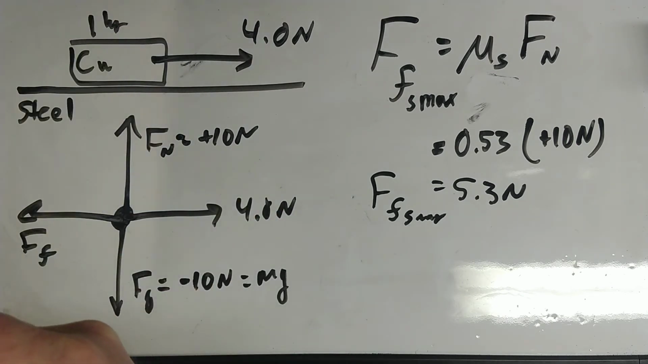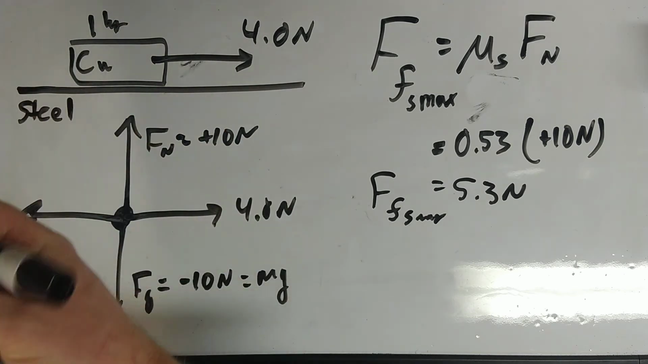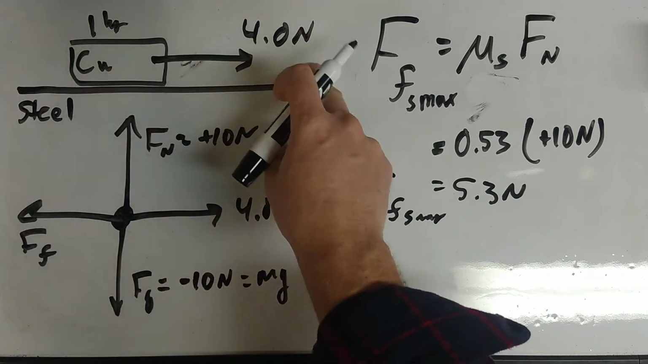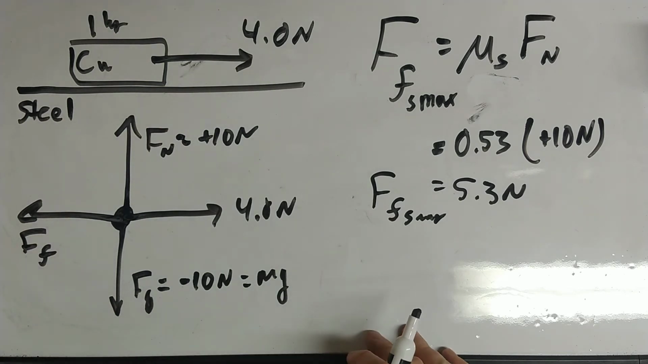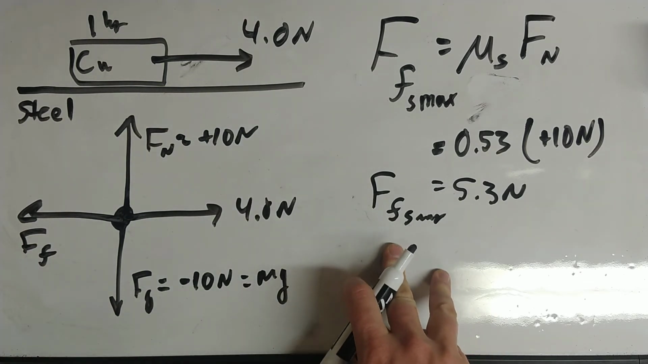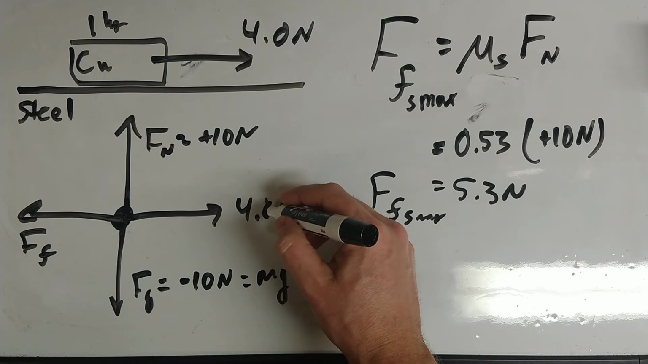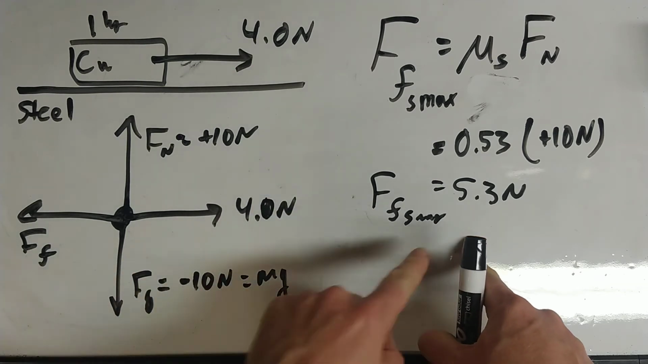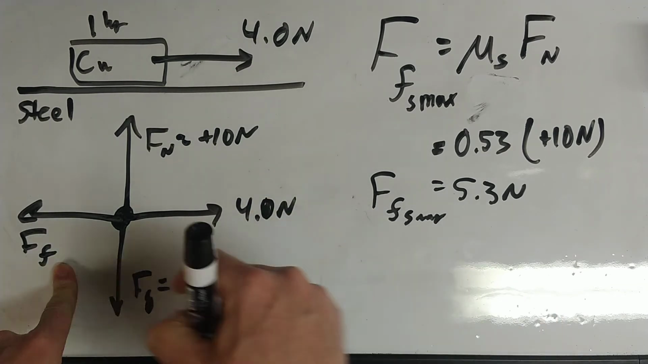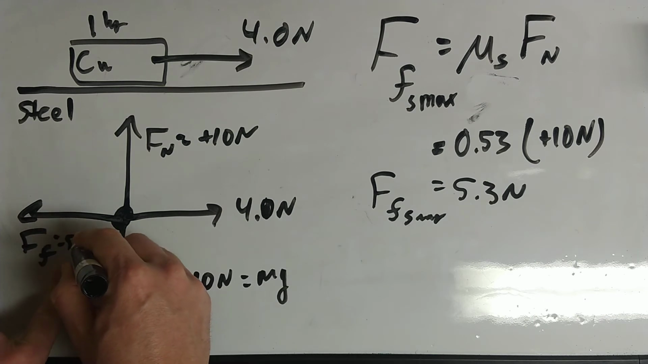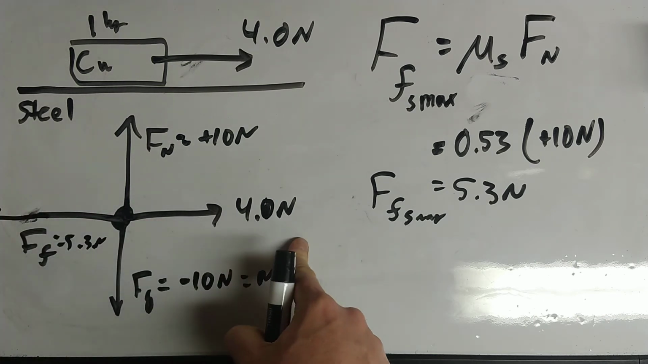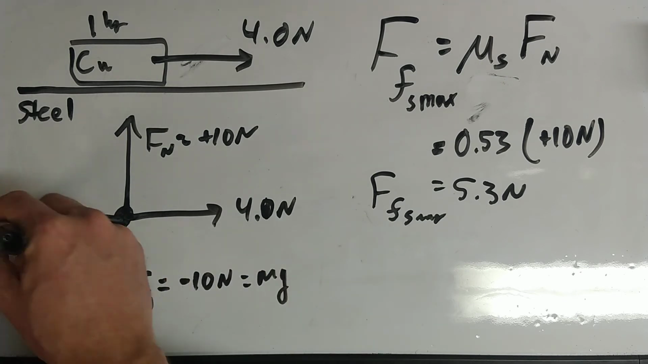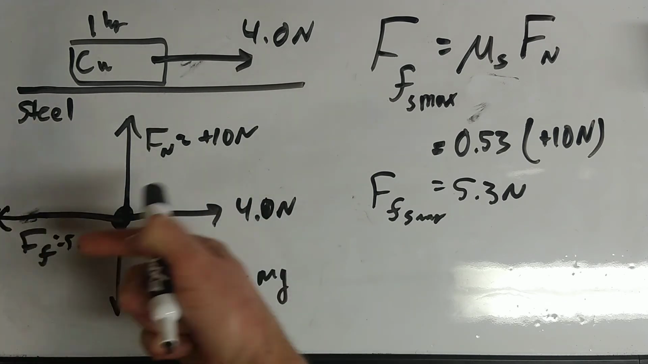Would this object actually be able to be broken free by that 4 newton force? The answer is no. It will not be broken free. So the force of friction acting on the block is not 5.3 newtons. It can't be 5.3, right? If this was 5.3, that means this arrow would have to be bigger than this arrow, which means somehow, magically, the friction would be accelerating this block backwards.